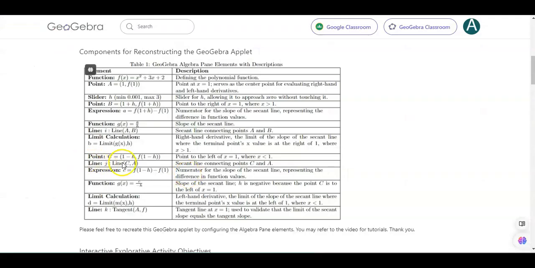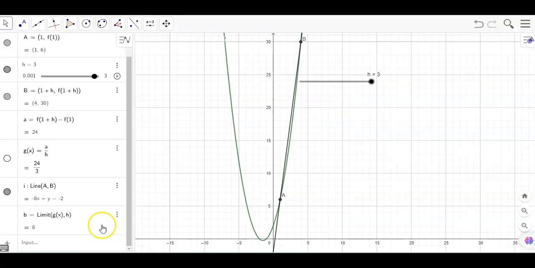Next, we type c is equal to (1 minus h, f of 1 minus h). So this is the point to the left of the initial center point. This serves as a terminal point for the left-hand derivative illustration, where the x coordinate for such a terminal point is less than 1.